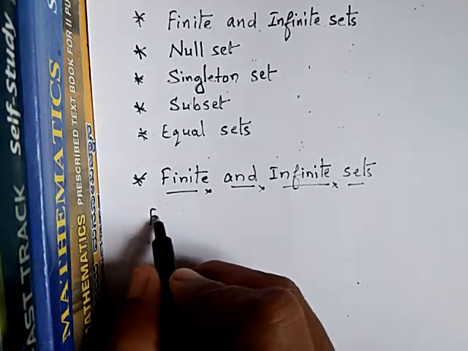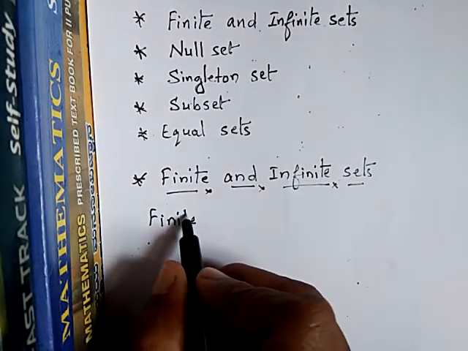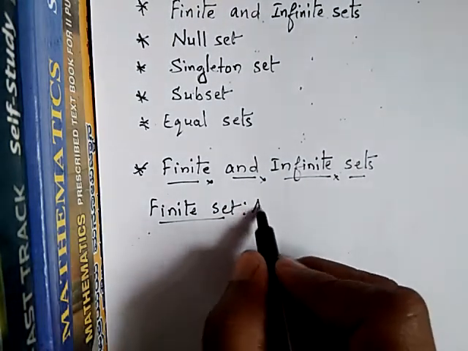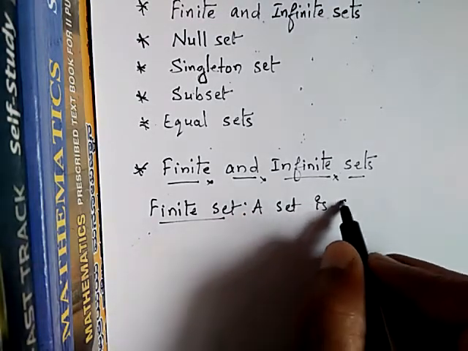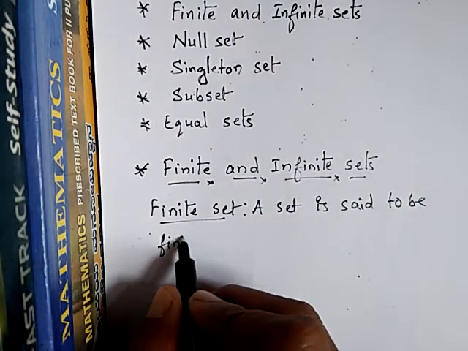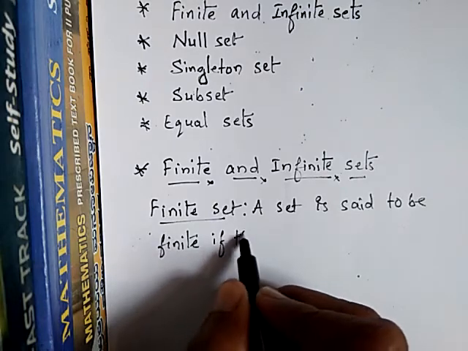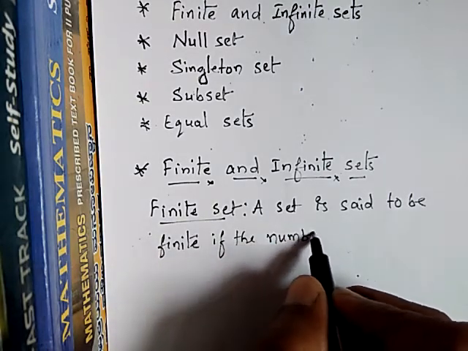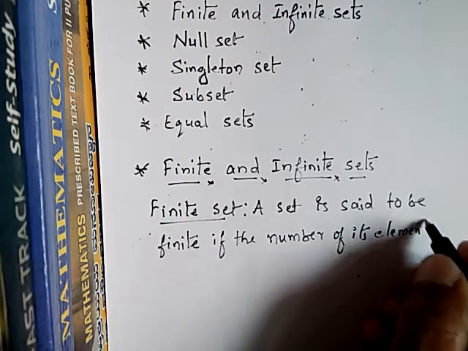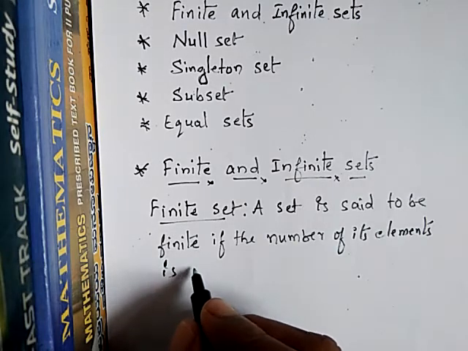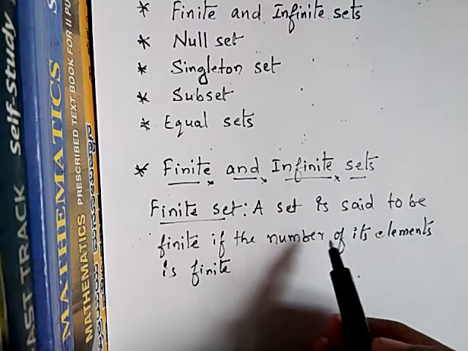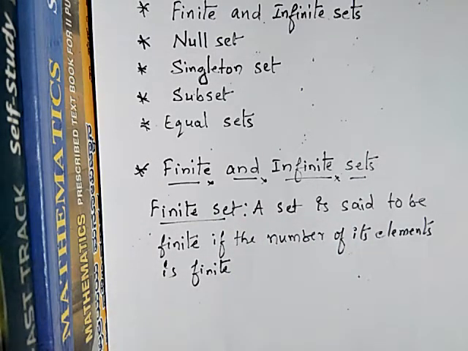So first we will go for finite set. In infinite and finite sets, first we will go for finite set. So a finite set can be defined as: a set is said to be finite if the number of its elements is finite. A set is said to be finite if the number of its elements is finite.